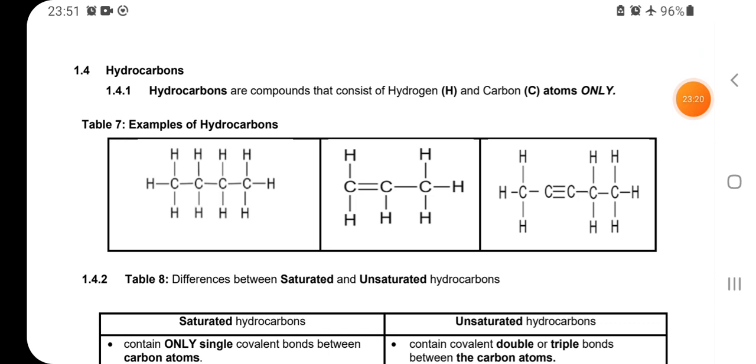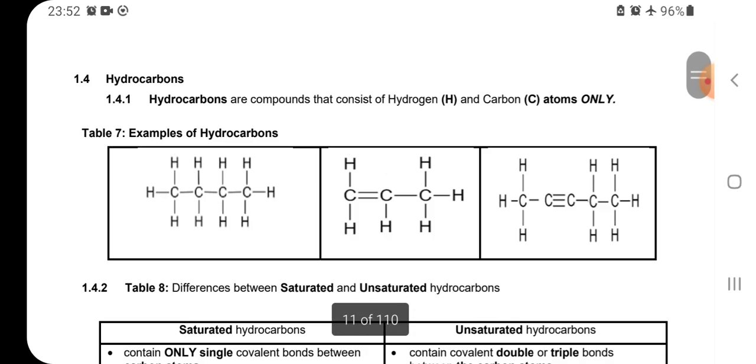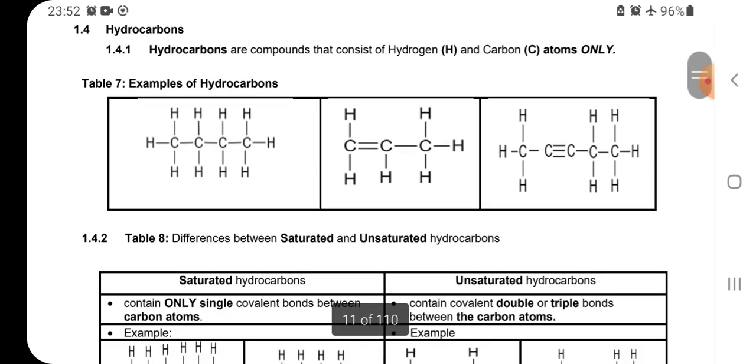All right, as we have done hydrocarbons, this is just another example of hydrocarbons. Hydrocarbons are compounds that consist of hydrogen and carbon atoms only. So here we have them. You see, all of these are hydrocarbons. The first homologous series that we talked about, alkanes, alkenes, alkynes, they are all here.